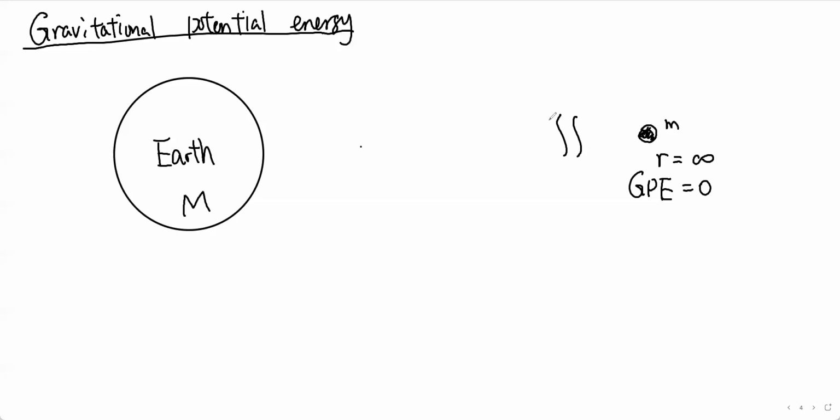So the next one, I hope first of all you understand. Let's say the small m has somehow by itself moved to here. If you push the small m a bit, and it starts to move towards the Earth, at somewhere with the distance r, the GPE is actually negative.